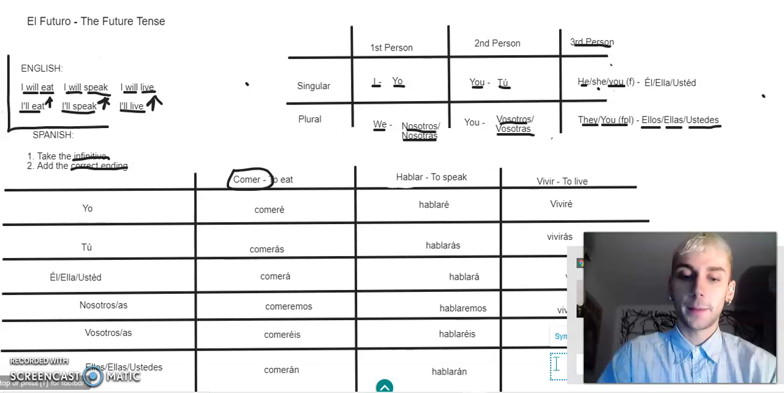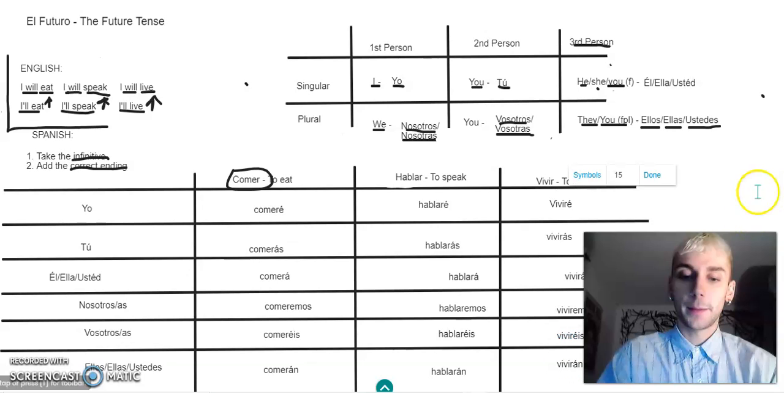So in Spanish, that would be vivirán. Sorry, bear with me two seconds. Beberán. And there we go. That's the future tense. If you do have any questions or you would like me to explain anything else, feel free to ask. Thank you.